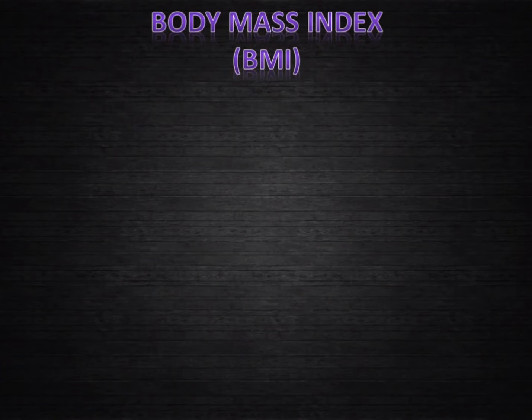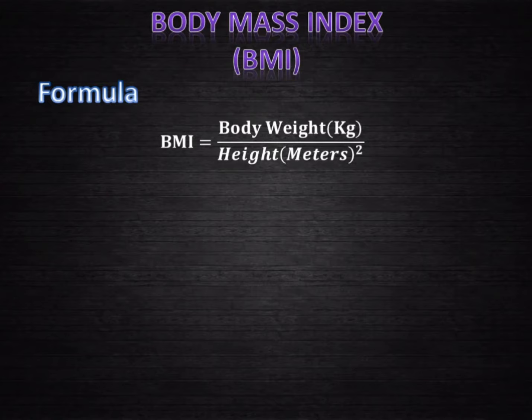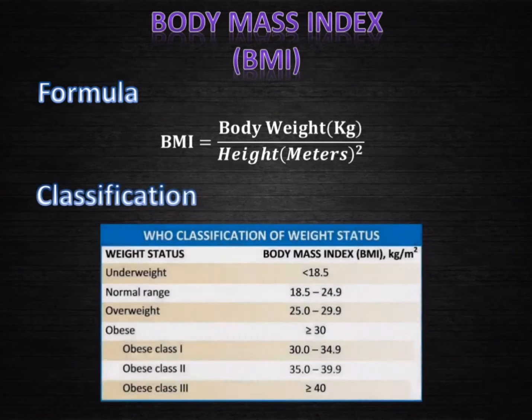Body mass index or BMI. Formula. BMI is equal to your body weight in kilograms, kg, divided by your height in meters squared. Classification. WHO classification of weight status.